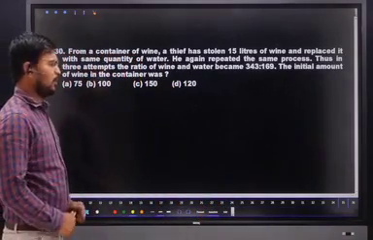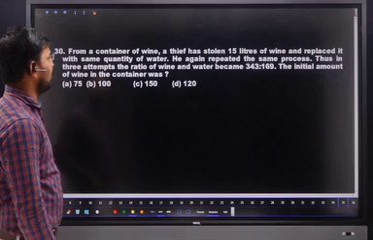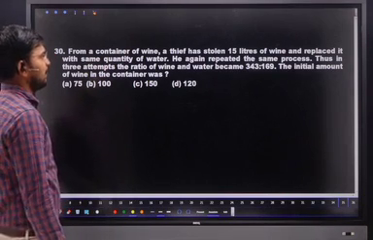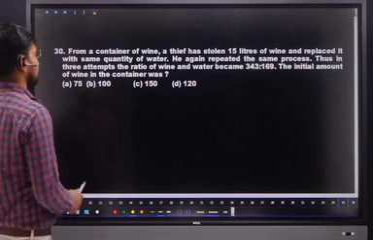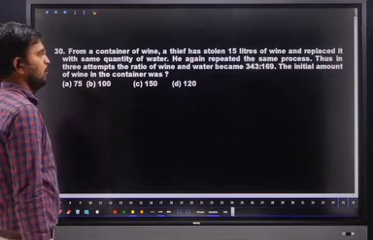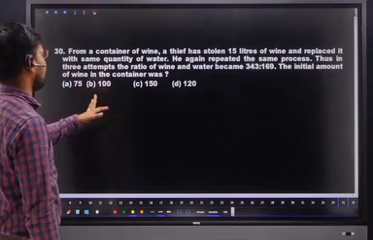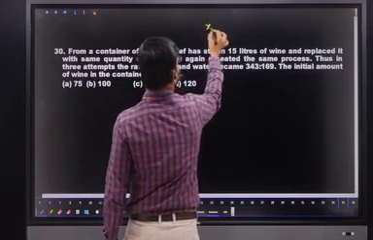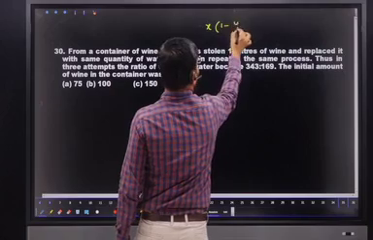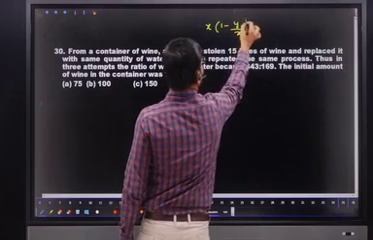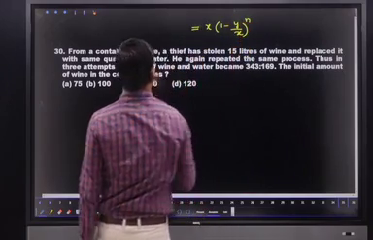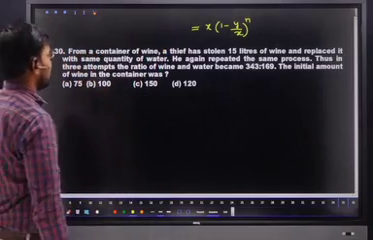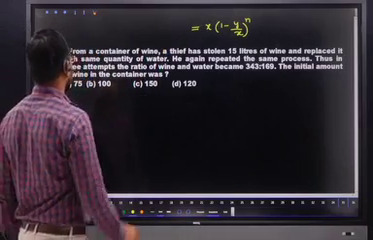Read question number 30, Amma. From a container of wine, a thief has stolen 15 liters of wine and replaced it with the same quantity of water. Again repeated the same process. Thus in 3 attempts, the ratio of wine and water becomes 343 is to 169. The initial amount of wine in the container was how much? Here the formula is x into (1 minus y by x) whole power n equal to the original quantity, okay, Amma? They're asking the initial amount of wine in the container.